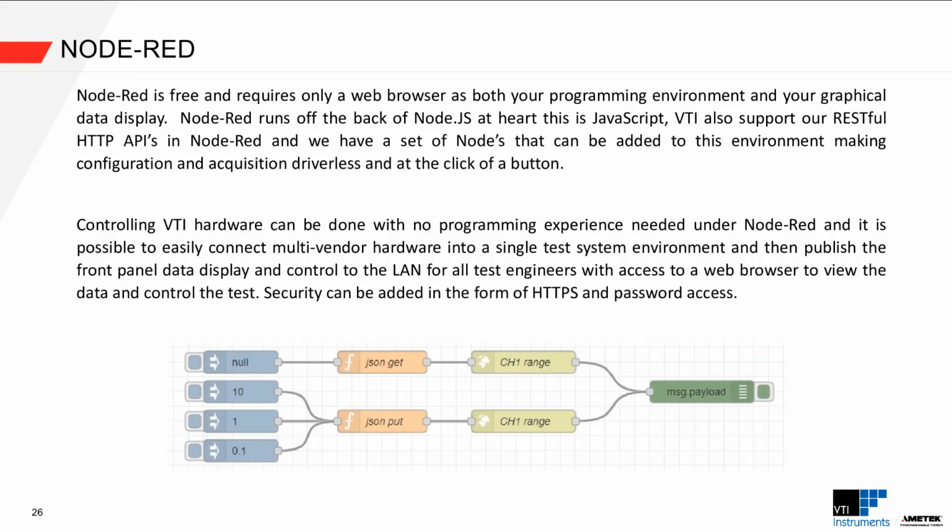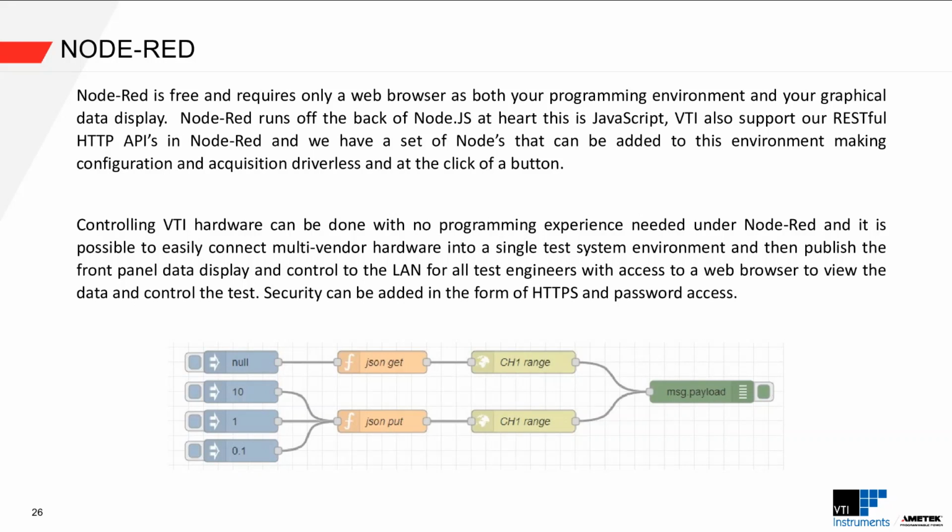Controlling VTI hardware, as I said, is done with no programming experience. And so long as you have a local area network, it doesn't even need to be connected to the internet, you just need a local area network for your test system. You can run some pretty simple initial configurations through to very complex test systems just with drag and drop and using the REST API to control everything and send and receive data via JSON.